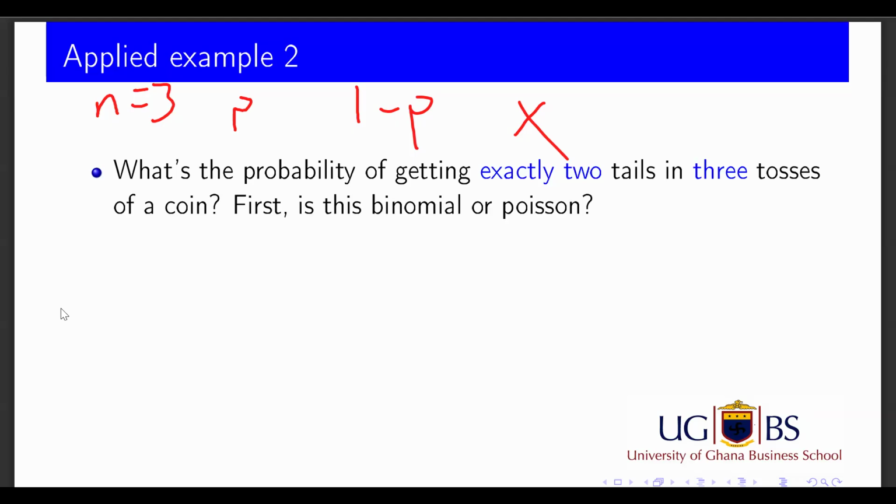I'm sorry, P is 0.5. P is 0.5 because it's a probability of a coin toss. What is 1 minus p? 0.5. What is x? 2. Very good. So guys, substitute all this into the formula and tell me your answer.